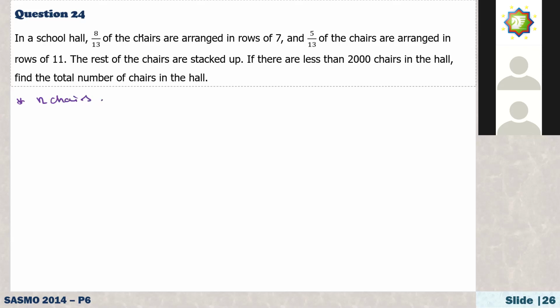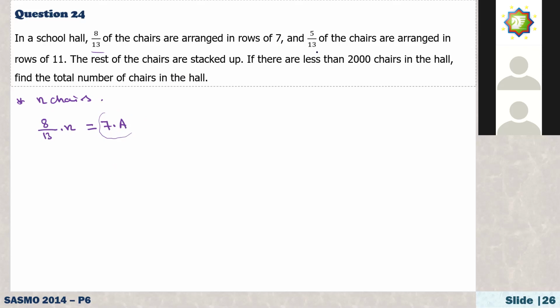In the first part, it says 8/13 of the chairs are arranged in rows of 7. That means 8/13 times n is divisible by 7. Let me write it as 7 times A. Because 8/13 of n are arranged in rows of 7, we are just filling some rows, and each row has 7 chairs.